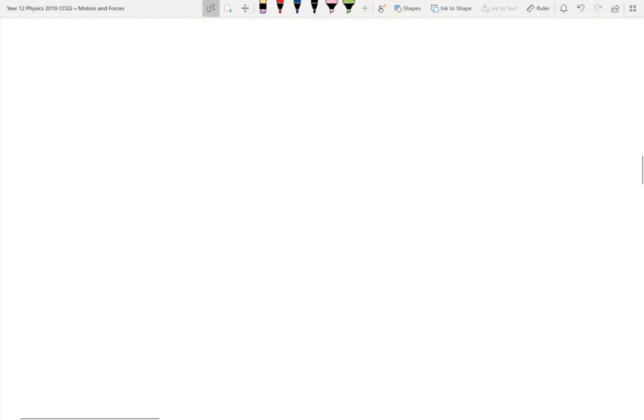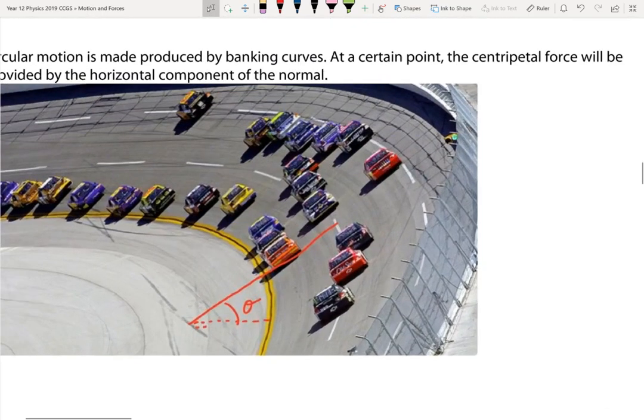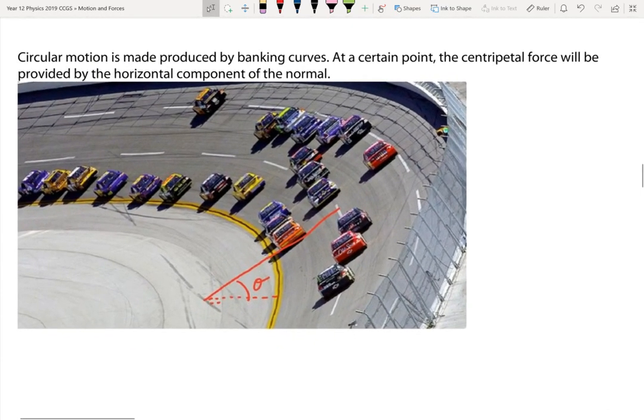So let's get back to the banked curve example. Now, here's what I need you to appreciate. Here are these cars going around a banked curve. This is called a positive camber. What that enables is that the normal force, which is always perpendicular to the surface, now contains a horizontal component, and that produces the required centripetal force. That produces the required net force.